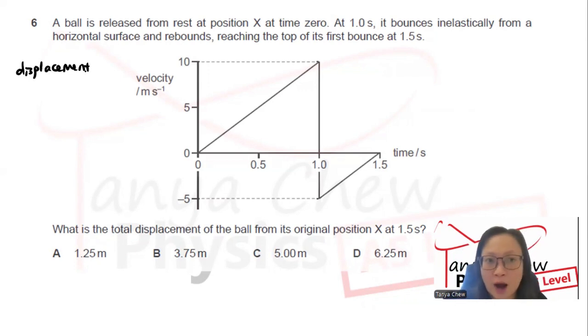One is the gradient of the graph. The gradient of a velocity-time graph represents acceleration. And the other one is the area under the graph. The area under the graph represents displacement.